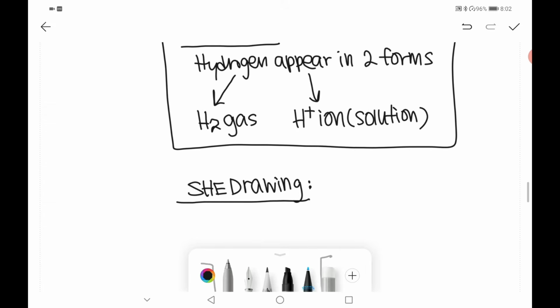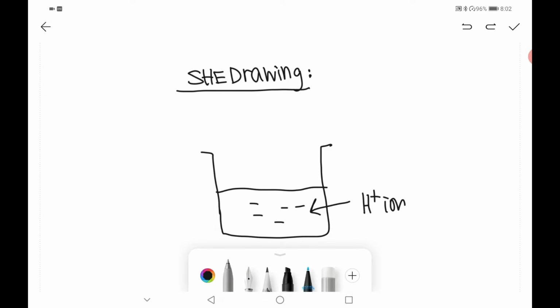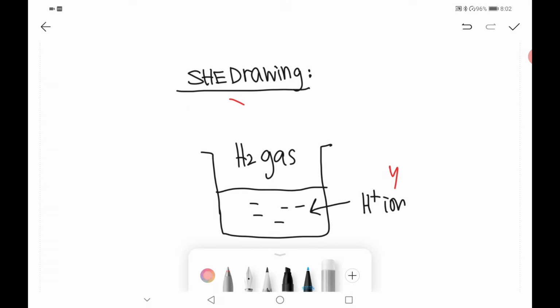After that, we have the other form of hydrogen, which is hydrogen gas. Common sense, if you put hydrogen gas here, it will escape and run away. So how do we make sure the hydrogen doesn't run away? We need to modify the setup. Let me draw the picture, look at the picture please.